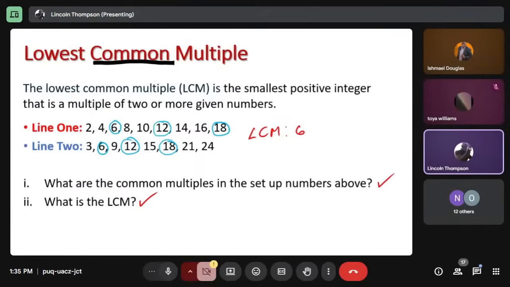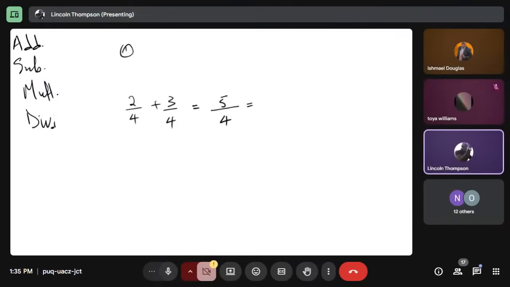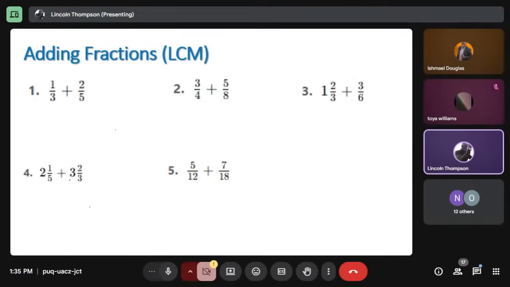Excellent. So now this multiple concept brings us into addition of fractions. Last week we looked at adding and subtracting fractions where we were not required to find any LCM, right? Why weren't we required to find the LCM last week for the fractions? Why didn't we find any LCM? Anybody?